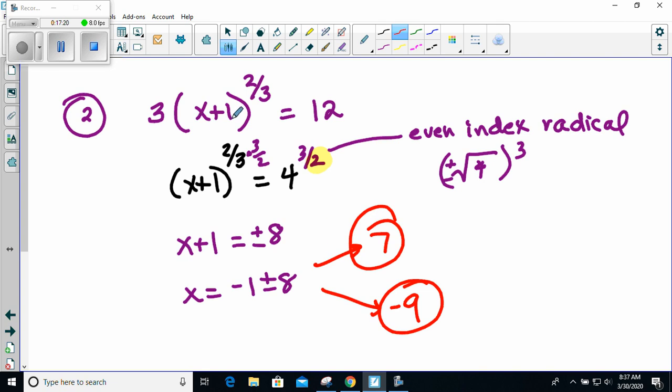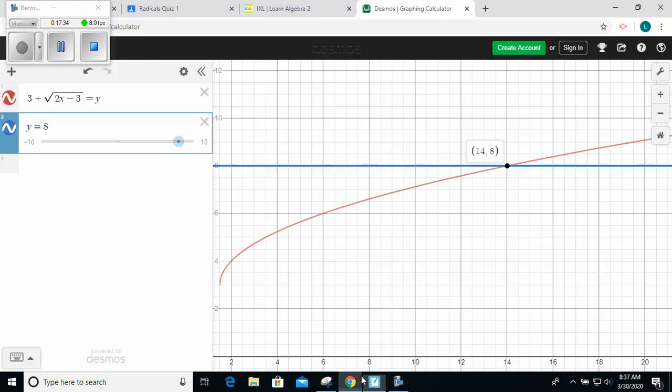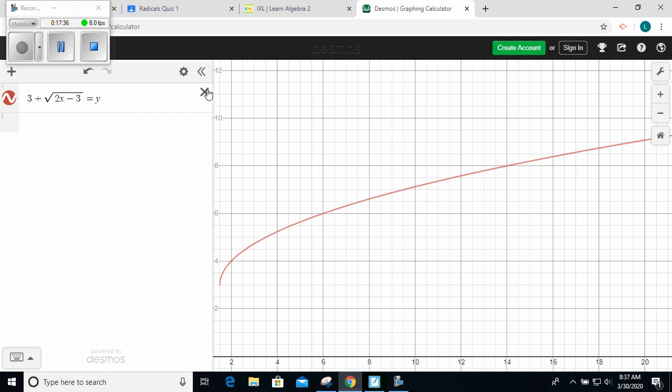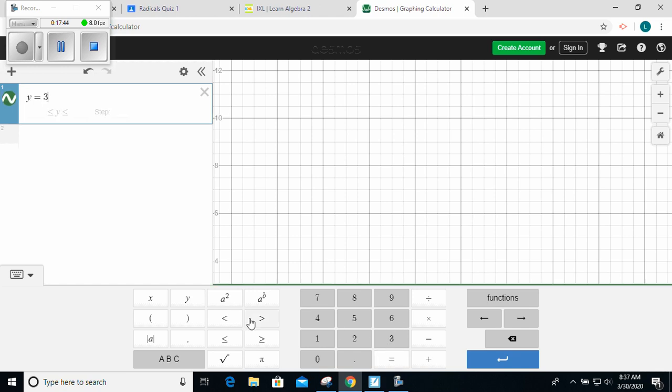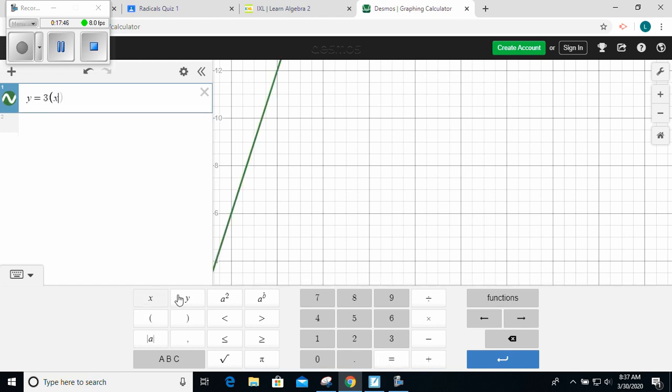-9 plus 1 is -8. The cube root of -8 is -2. But then I do -2 squared, which is +4. 3 times 4 is 12. They both work. But I would be at a loss if I didn't say, let's check this in Desmos. So again, when I do this in Desmos, I'm not going to do any solving. I'm just going to start off with y equals 3, put my parentheses down, x plus 1.